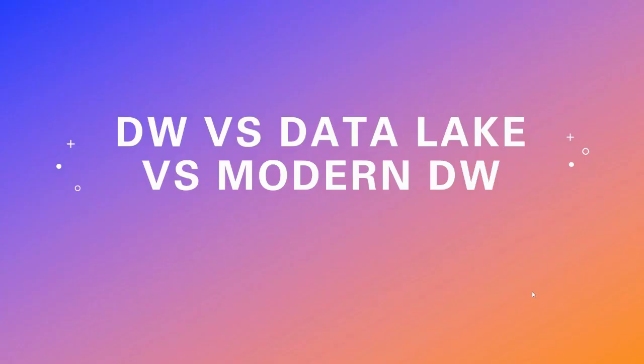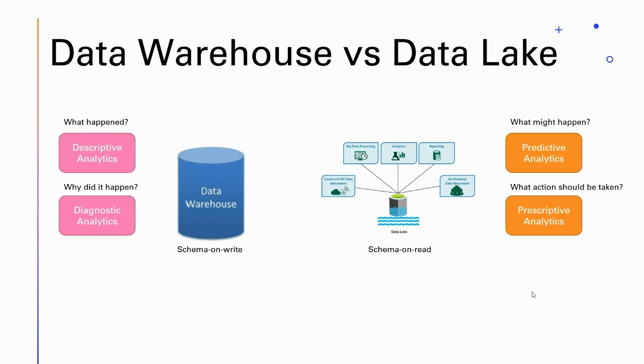So now we're going to discuss the traditional data warehouse, the data lake, and how that compares to a modern data warehouse. If you remember from part one and part two, where we discussed the data warehouse and the data lake, there was a very clear separation between the two in the early days and in the early stage of this being popularized. So we use the data warehouse for the descriptive and diagnostic analytics. So that's what happened and why did it happen.